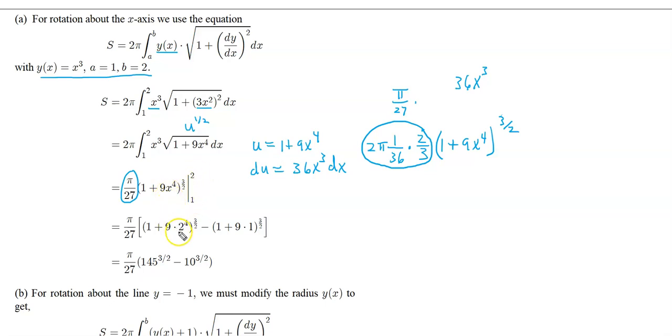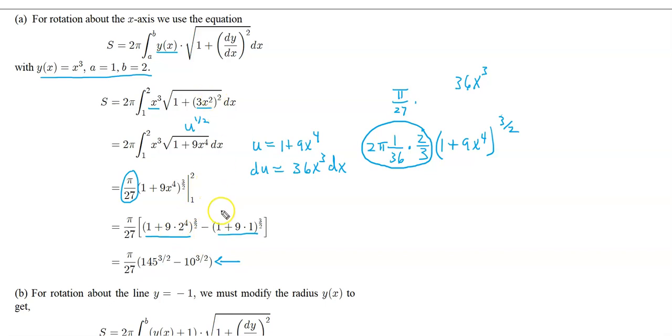Plugging 2 in here for x, we get this. And plugging 1 in here for x, we get 10 to the 3/2. And so this is our answer right here, which we can write as pi over 27 times 145 to the 3/2 power minus 10 to the 3/2 power. And you could simplify that on a calculator or come up with a decimal approximation if you like. And that would be our lateral surface area if we rotated the curve y equals x cubed about the x-axis.